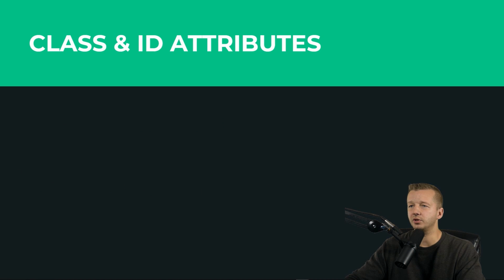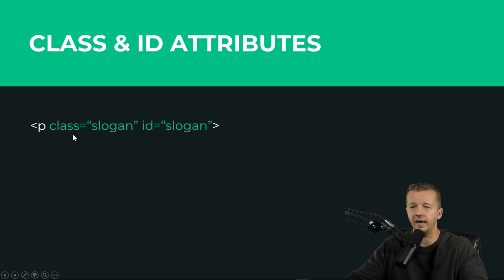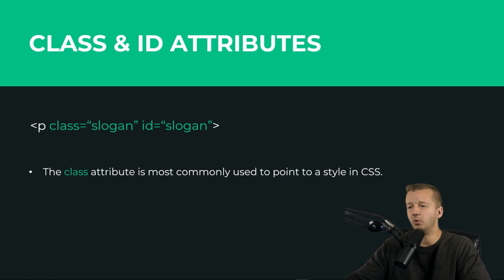Okay. So let's talk about class and ID attributes. So here's an example of what these look like. Again, it follows the same format as all the other attributes, but these in particular I thought I would mention because there are a lot of different types of attributes, but you see these ones a lot, and they can be placed on any HTML element. In this case, it's a paragraph tag. And the class attribute is most commonly used to point to a style in CSS, so it will allow the CSS to use it as what's called a selector, which we'll get to later on, to provide style to it.